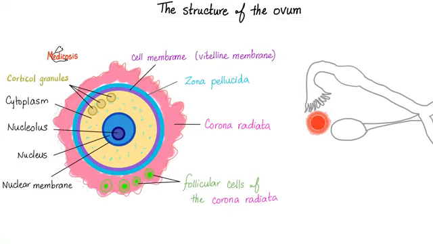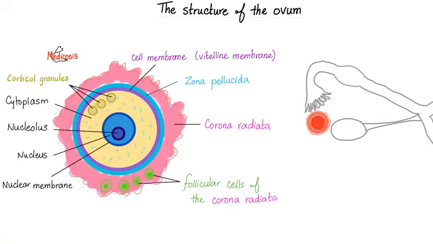The structure of the ovum. As you know, the ovum is a cell, and therefore it has a nucleus. The nucleus has a nuclear membrane on the outside, and on the inside we have a nucleolus with a nucleolar membrane. When you leave the nucleus, you reach the cytoplasm. It has some granules. We call them cortical granules. Since the ovum is a cell, it will be surrounded by a cell membrane known as the vitelline membrane.